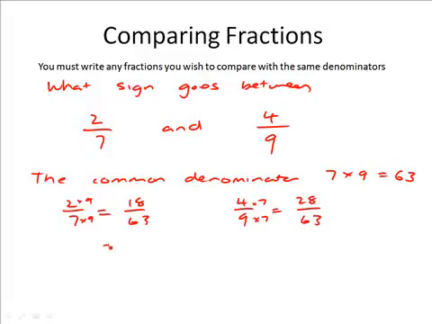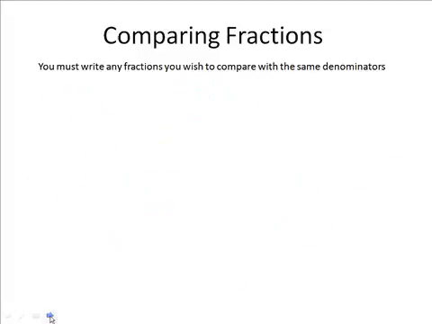So for the sign, if we had 2/7 and 4/9, which one's bigger? Quite obviously the 4/9 is bigger, so we use a less than sign. So we say 2/7 is less than 4/9. Alright, so you've got to be really careful. The only thing you actually need to remember is always compare by putting them over a common denominator. Don't try and guess. If you try and guess, you will get it wrong.